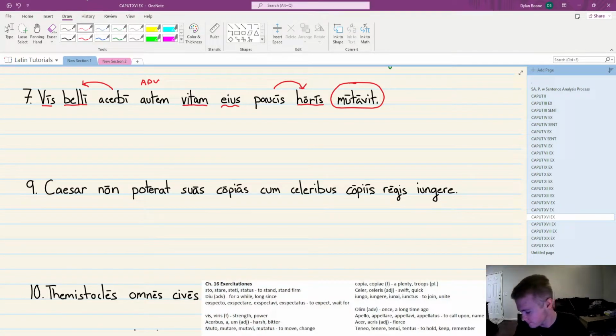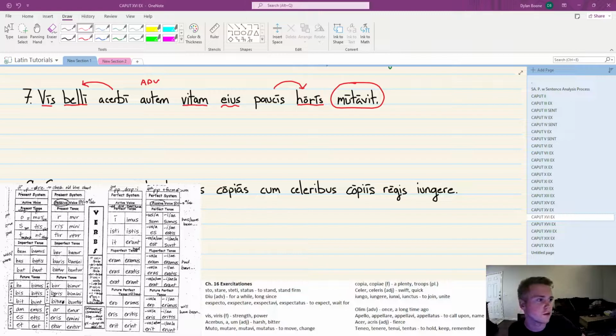Mutavit, and then is our main verb. It comes from mutare. So we've taken mutav, the third part, dropped the I, added an it, and where does that put us? That puts us over in perfect tense. Perfect tense, third person, singular. He, she, it did. So it means to change. So he, she, it changed.